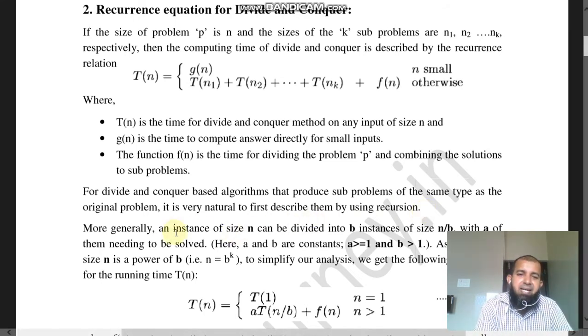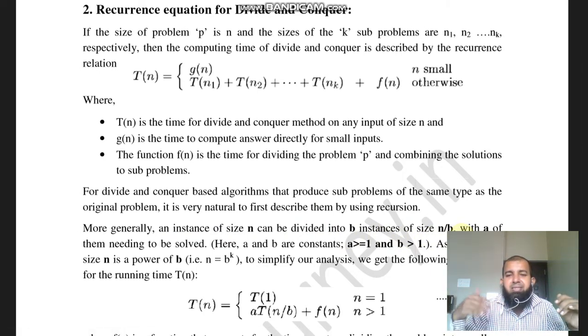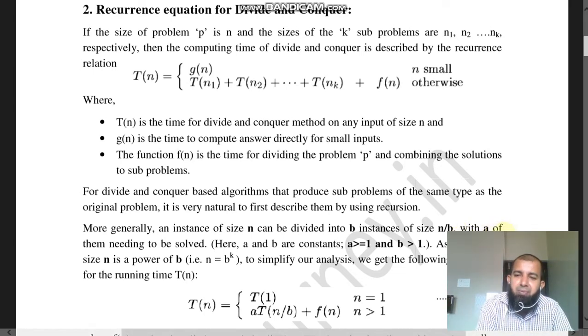More generally, an instance of size n can be divided into b instances of size n by b. If there is a big problem, that is n, you divide it into b instances. How many times do you divide? Sometimes 2 divisions of one problem, maybe 4 divisions, maybe 6, any number of divisions, with a of them needing to be solved. So here a and b are constants, where a is greater than or equal to 1 and b is greater than 1, assuming that size n is a power of b.